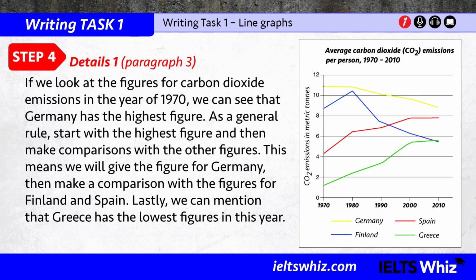Firstly, let's look at details paragraph 1. If we look at the figures for carbon dioxide emissions in the year of 1970, we can see that Germany has the highest figure. As a general rule, start with the highest figure and then make comparisons with the other figures. This means we will give the figure for Germany, then make a comparison with the figures for Finland and Spain. Lastly, we can mention that Greece has the lowest figures in this year.